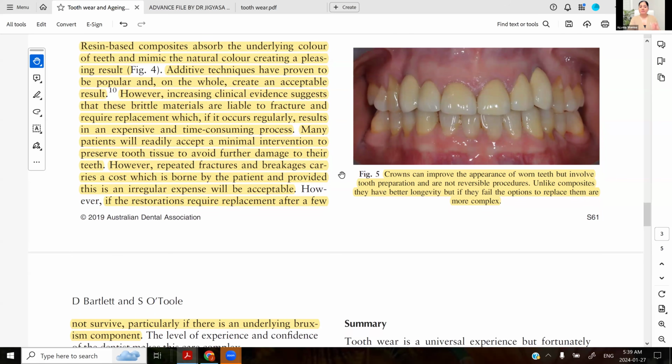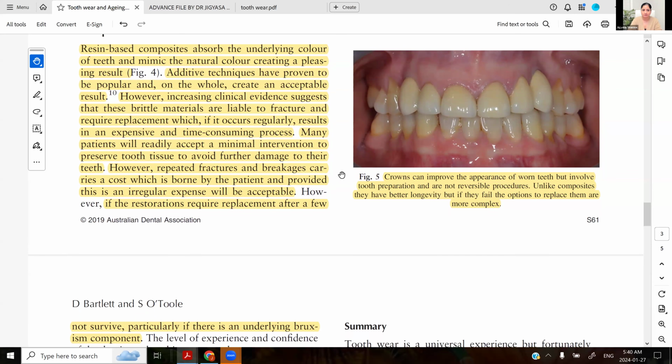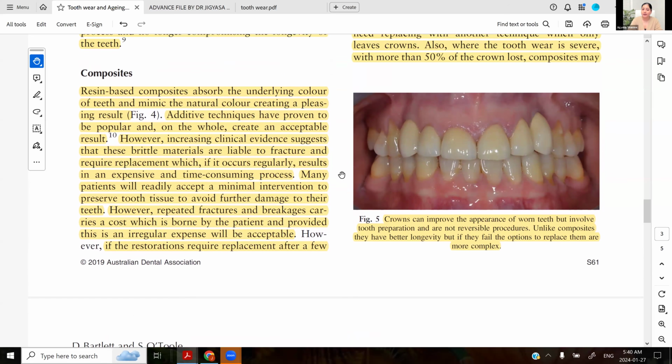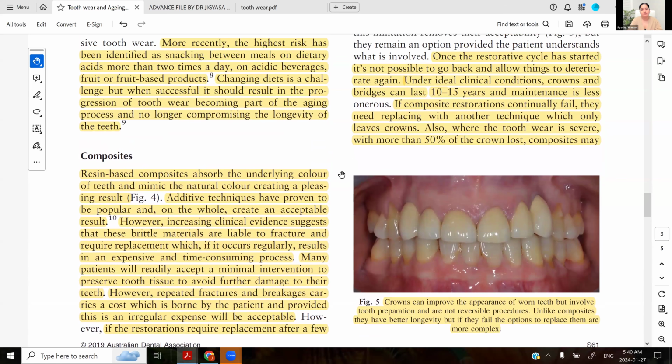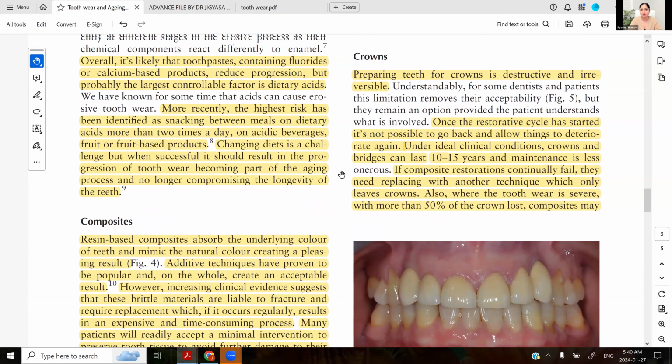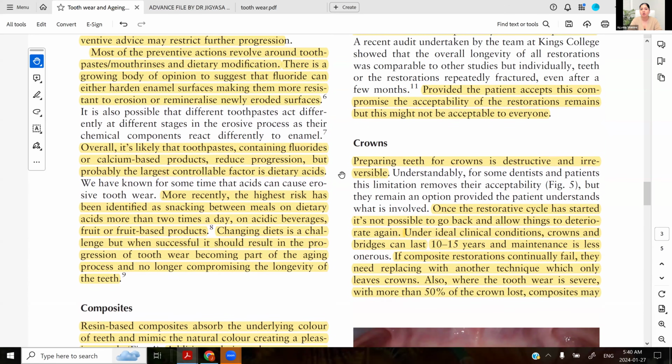However, repeated fractures and breakages carry a cost which is borne by the patient, and provided this is an irregular expense, it will be acceptable. So only go for composites where the patient is readily accepting the challenges and shortcomings of composites. If the restorations require replacement every few months, then composite is not your treatment of choice. You should rethink your treatment.